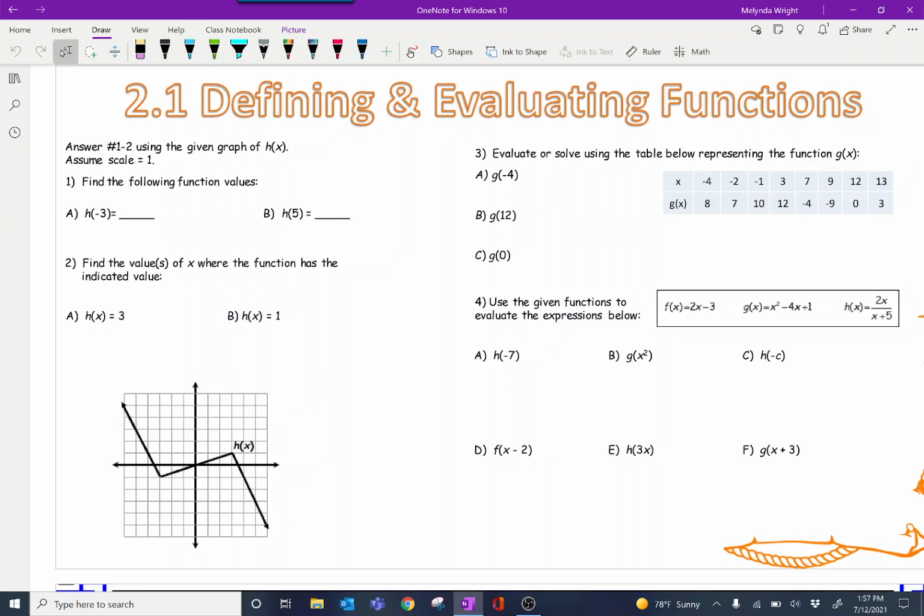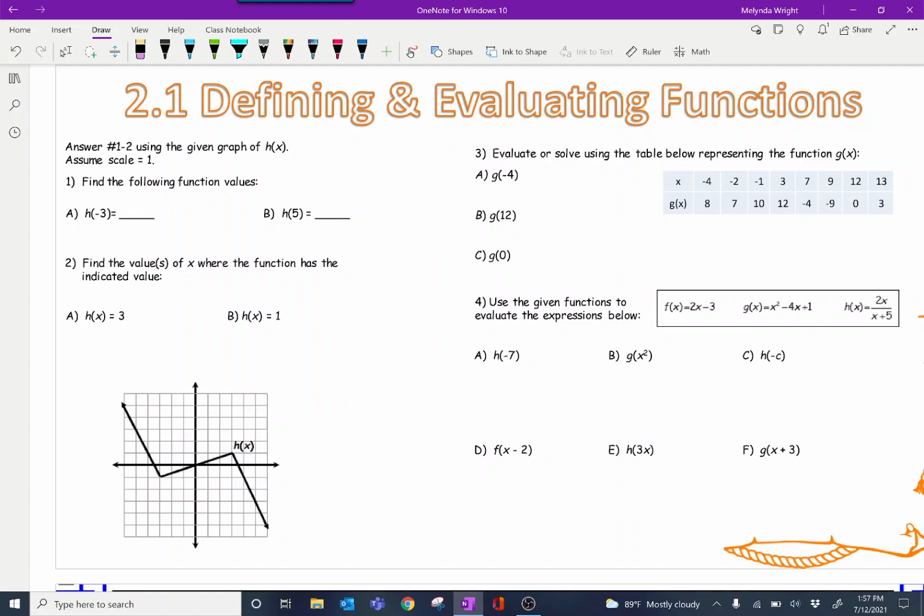Alright, let's take a look at our lesson on defining and evaluating functions. Functions and function notation is pretty important in many areas of mathematics. You'll see it on standardized tests, all kinds of places. We just need to understand what it means and how to deal with it. So the first few problems, we're going to focus on this particular graph right here, this graph of h of x, and we're going to read information off of it.